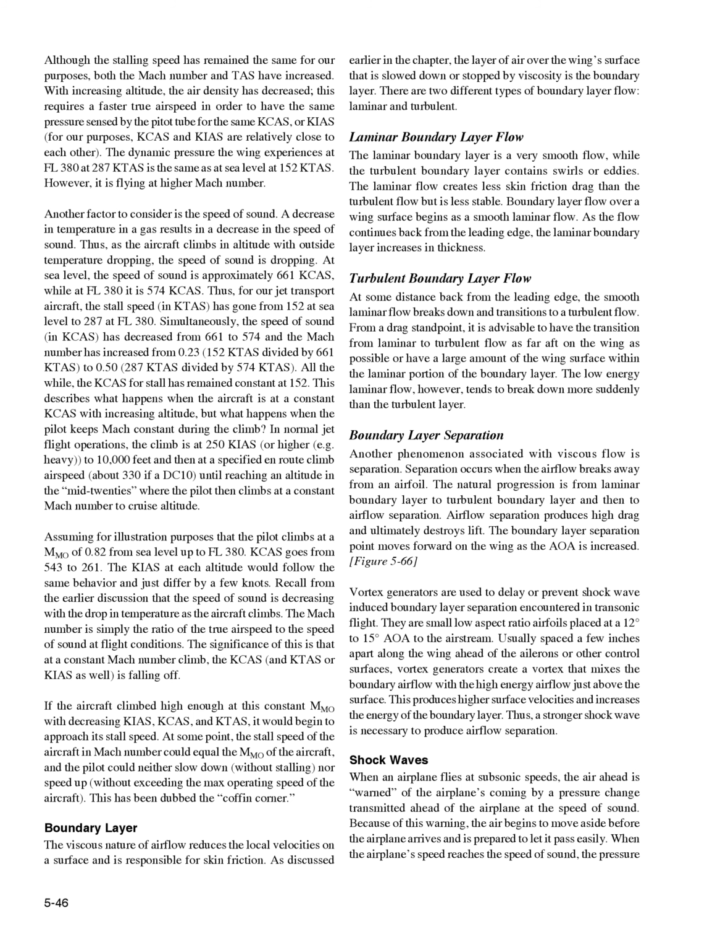Boundary layer flow over a wing surface begins as a smooth laminar flow. As the flow continues back from the leading edge, the laminar boundary layer increases in thickness. Turbulent boundary layer flow. At some distance back from the leading edge, the smooth laminar flow breaks down and transitions to a turbulent flow. From a drag standpoint, it is advisable to have the transition from laminar to turbulent flow as far aft on the wing as possible, or have a large amount of the wing surface within the laminar portion of the boundary layer. The low-energy laminar flow, however, tends to break down more suddenly than the turbulent layer.